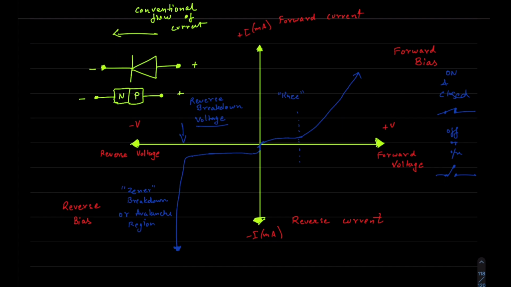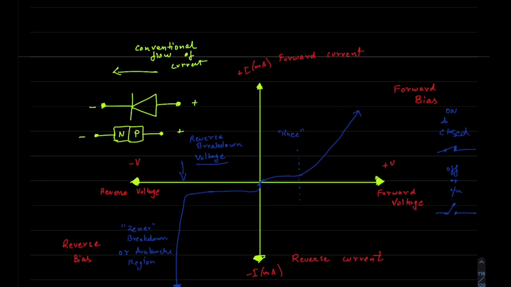So in the reverse diode, it acts like an open switch, right? But still, there is very little current passing through it due to the minority carriers. Again, this is also called the leakage current. Remember that. And after reaching a certain reverse biased voltage, there is a surge of current due to the breakdown phenomena, and the voltage is known as the reverse breakdown voltage.